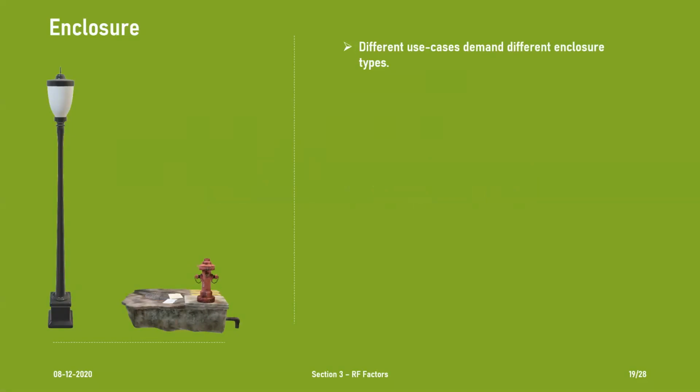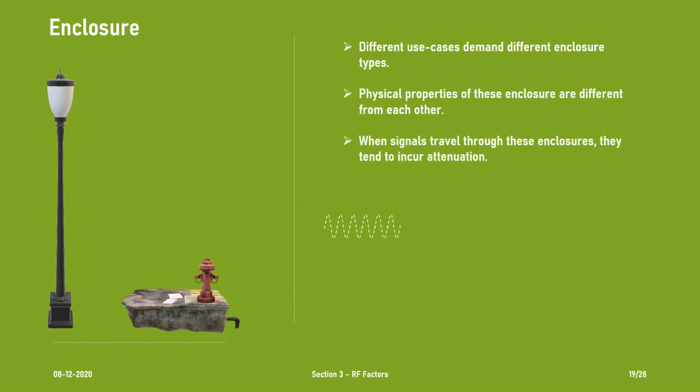Different use cases, if you look at a smart city, could be a manhole monitoring sensor, a street light controller, a water meter, a gas meter, all different use cases. They all demand different enclosure types, right? All these different enclosures have their own physical properties. What that means is that when signals start their journey to the gateway, they first have to penetrate through that enclosure. When they penetrate through the enclosure, they incur some attenuation, which decreases the received power coming out of the enclosure, so the received power is going to be different when they come out.